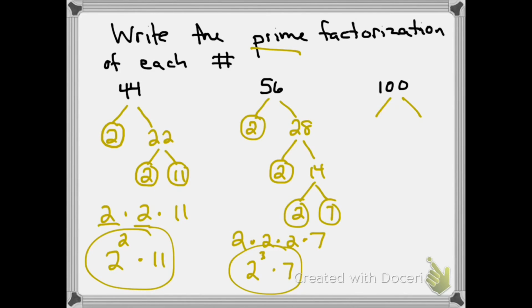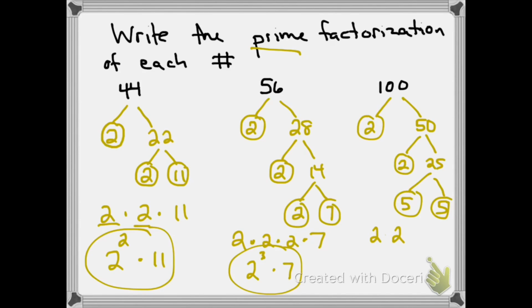So we're going to use 2 again. 2 times 50. We can break this in half. 2 times 25. Now this can't be broken in half, so you've got to know your times tables here. What can you multiply by to get 25? The only thing is 5. 5 times itself. So 2 times 2 times 5 times 5. So it's 2 to the second power times 5 to the second power, and we're good to go.